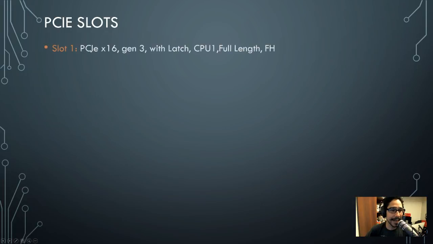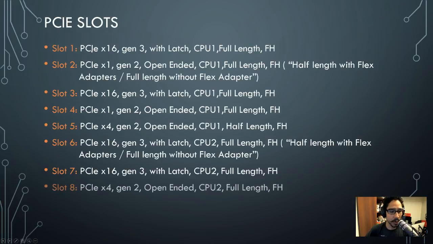So, PCIe slots. Again, it has 8 slots. I'm going to go over them real quick. Slot 1, 3, 6, and 7 are the ones that you could hook up your graphics card into. I think for this particular machine, slot 6 is the one that we have the graphics card in.